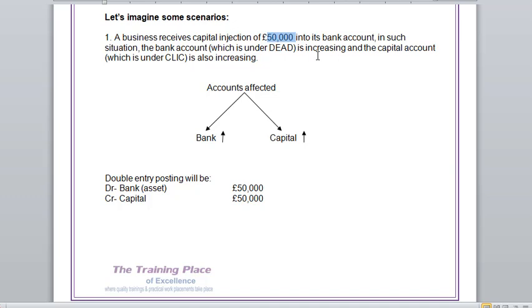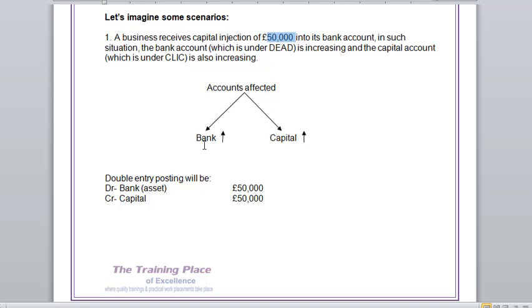And what did we just receive the money for? In regards to capital, that also means that the capital account is increasing. If maybe we had capital of £5,000 previously, the business owner has just brought in £50,000. So capital is increasing to £55,000, and that money has been put in the bank account. So the bank is affected and capital is affected.